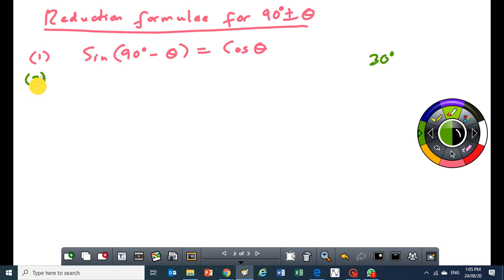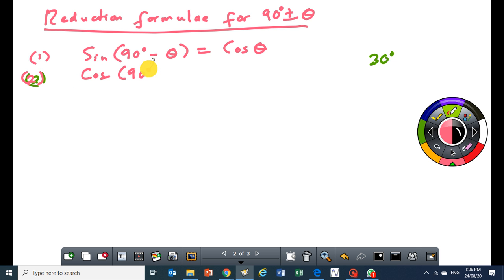Then number 2, now this one here, we use it to convert cos to sine. So we can also have cos of 90 degrees minus theta. This is the same as sine theta.